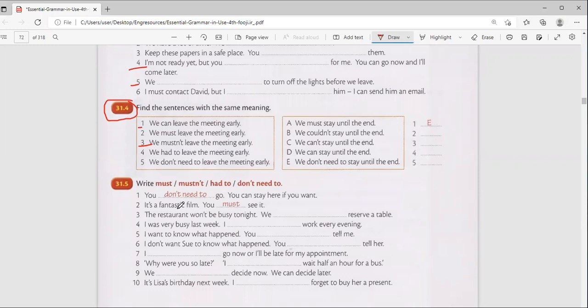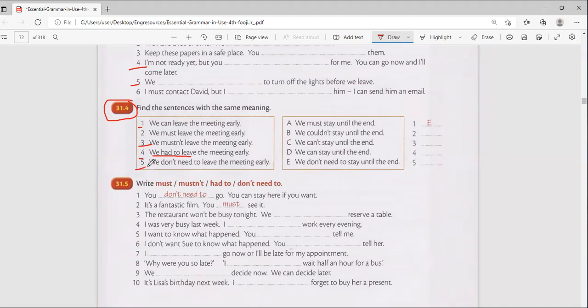Yes. And then Yasin, we had to leave. Number 3, number 4. We had to leave the meeting early. We don't need to stay until the end? No, this is present. Yes, we had to leave the meeting early. So that means we couldn't stay until the end. Yes, maybe there were some issues that came up.